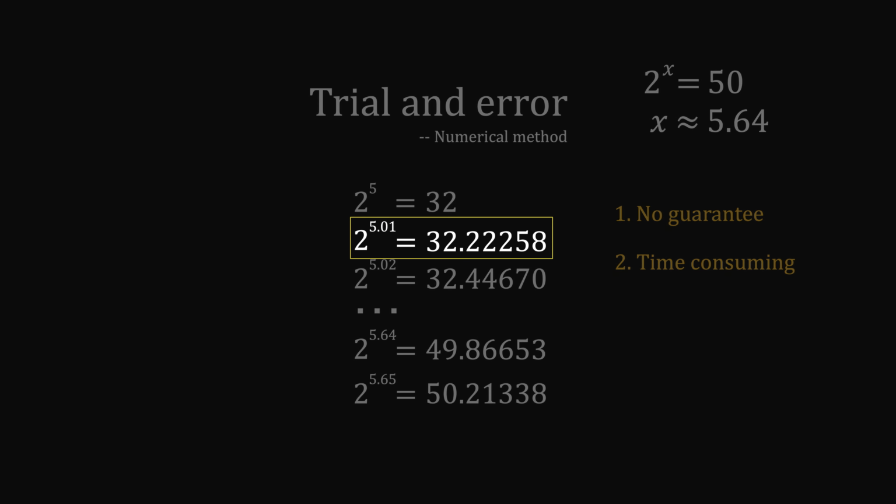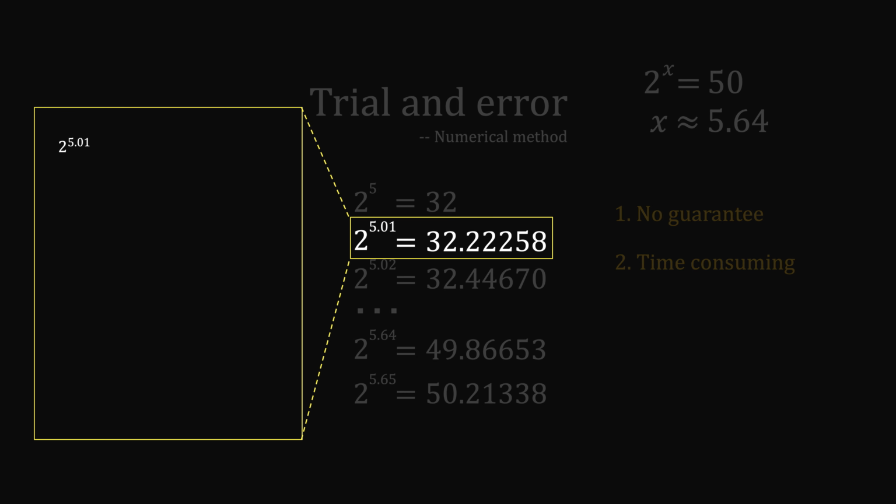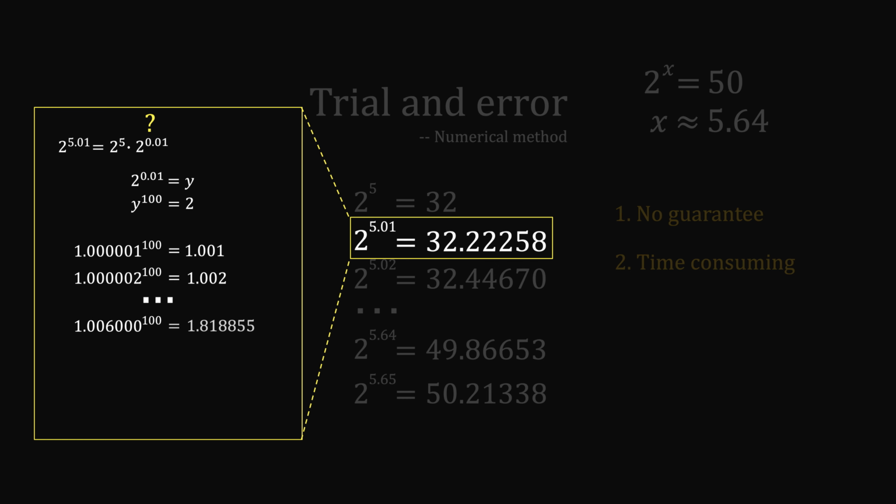Actually, even evaluating this exponential term could be complex. You can break it down into an integer power term and a real power term. The integer one is easy to do, you just multiply 2 5 times. But what is this 2 to the power of 0.01? We end up with another puzzle, asking us what number y is when multiplied by itself 100 times will give you 2. Again, there is no general rule in solving this, so we start with a guess and see how that goes. If it's not good, then we move on to the next guess and the next, till we get an answer close to 2.